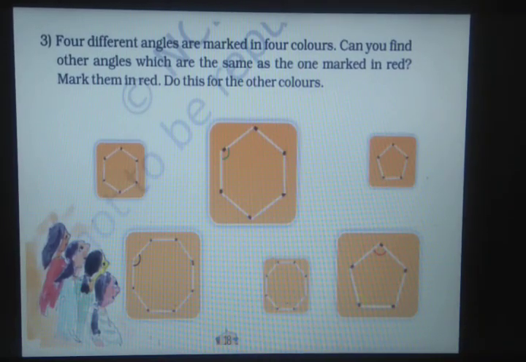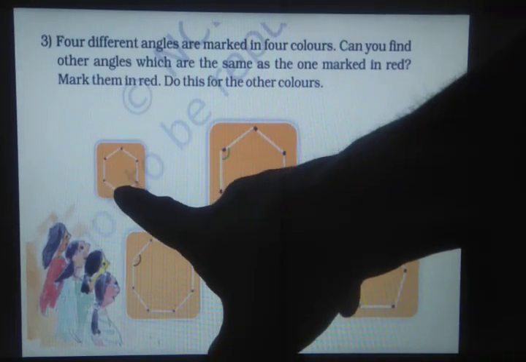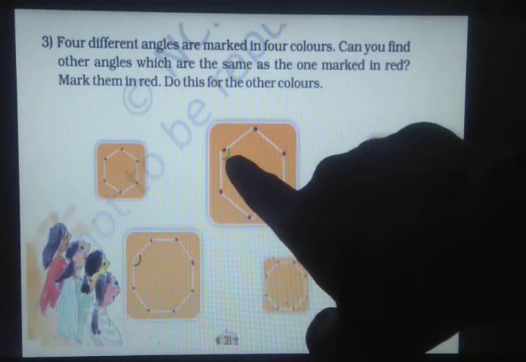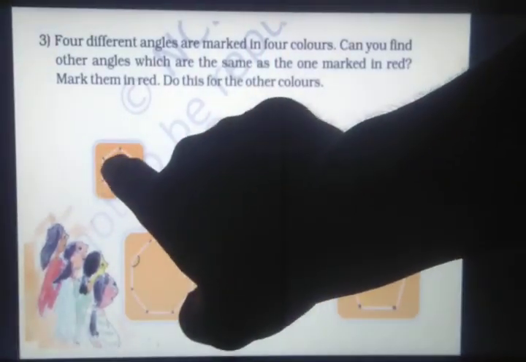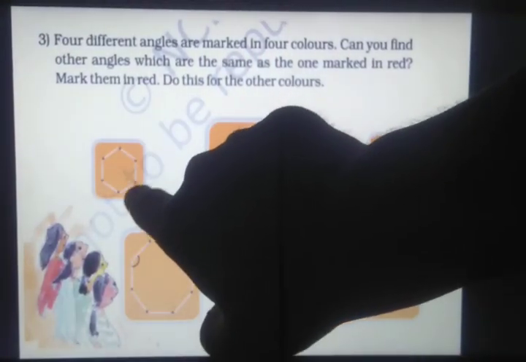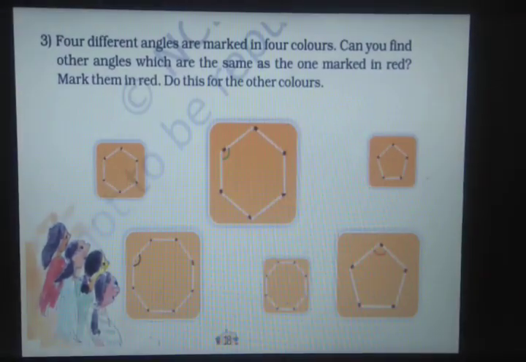So let's find for another color. Here the green color is there and the shape is a hexagon. So first of all we have to find this hexagon shape. Here you get this hexagon. This is a green mark, meaning this angle. So we have to find this angle is also the same. Opposite sides are also the same. So you can mark here or here.